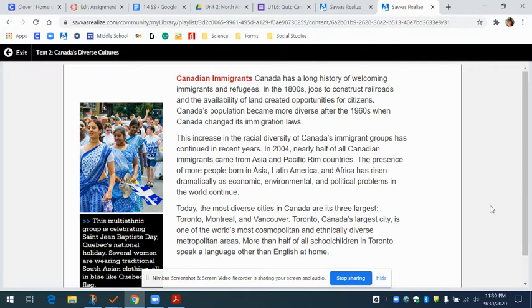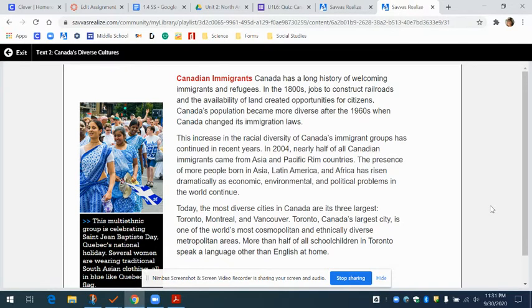Canadian immigrants. Canada has a long history of welcoming immigrants and refugees. In the 1800s, jobs to construct railroads and the availability of land created opportunities for citizens. Canada's population became more diverse after the 1960s when Canada changed its immigration laws. This increase in the racial diversity of Canada's immigrant groups has continued in recent years. In 2004, nearly half of all Canadian immigrants came from Asia and Pacific Rim countries.